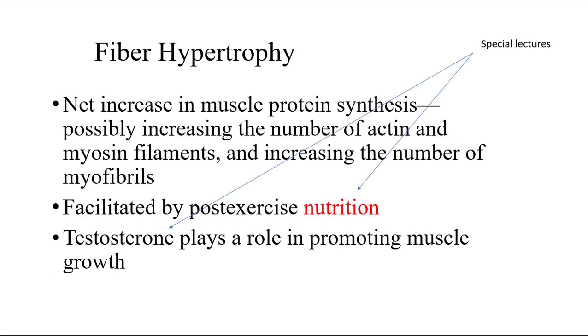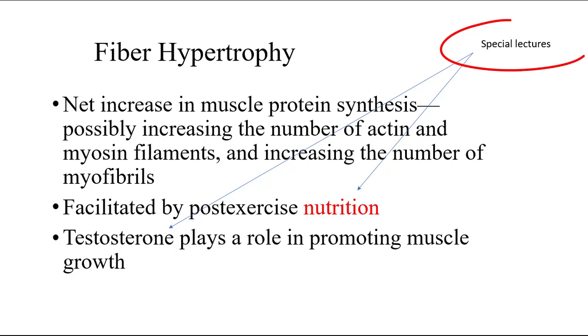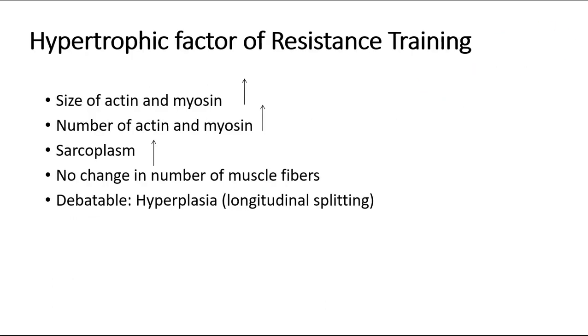Net increase in muscle protein synthesis, possibly increasing the number of actin and myosin filament and increasing the number of myofiber. So hypertrophy is facilitated by post-exercise nutrition, and testosterone plays a major role in promoting muscle growth. So post-exercise nutrition and testosterone, I'll prepare some special lecture for this.